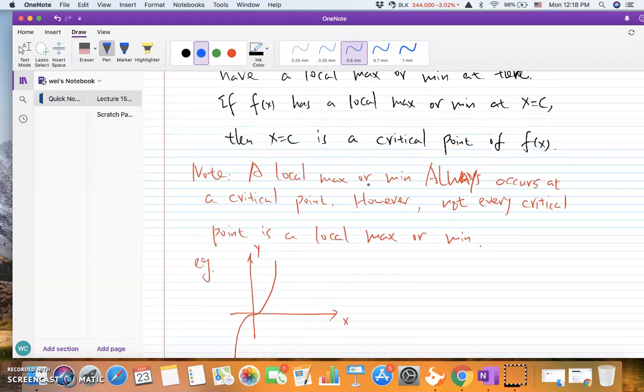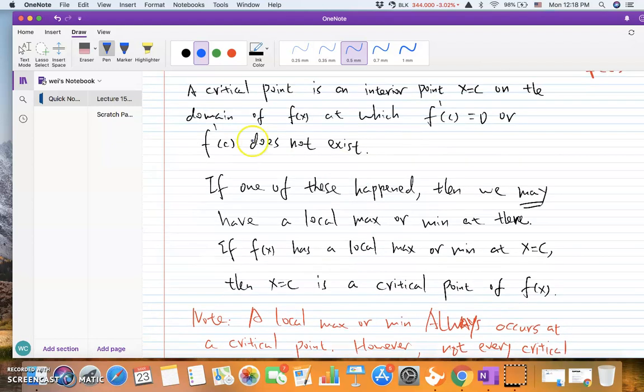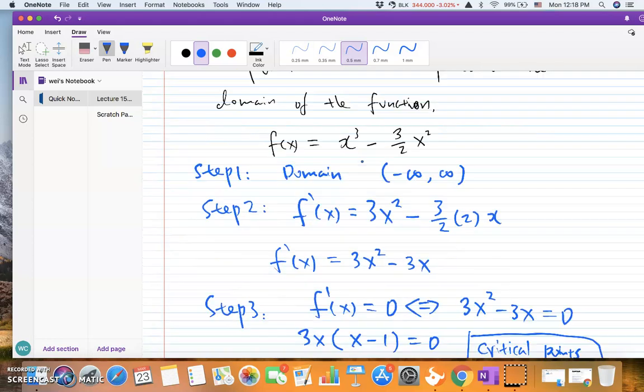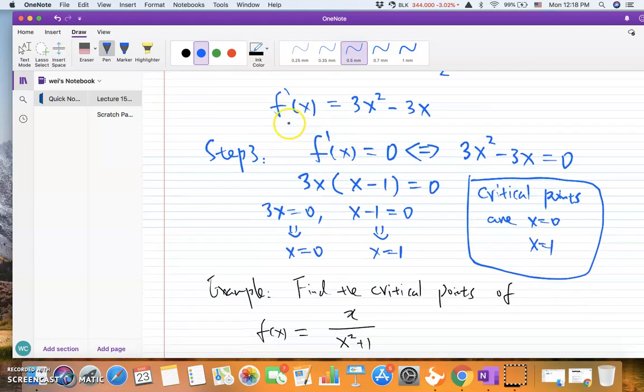Here, the reason we don't consider the points where the derivative does not exist is that the derivative is also a polynomial, so it exists everywhere. So that's why we don't have to consider that.